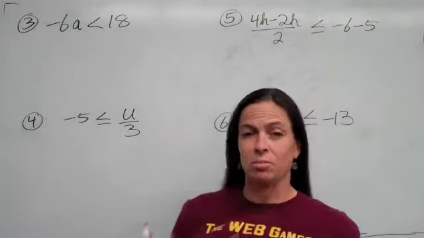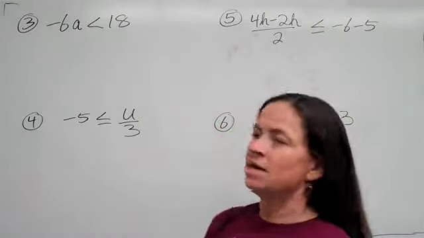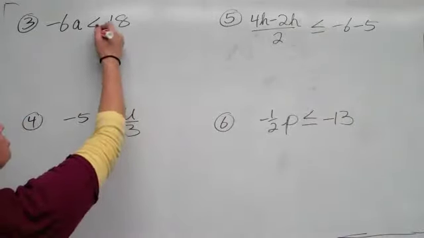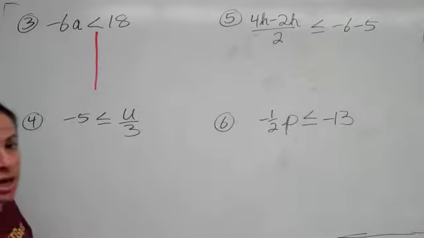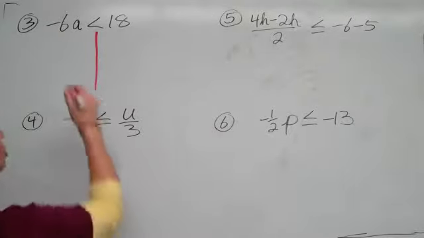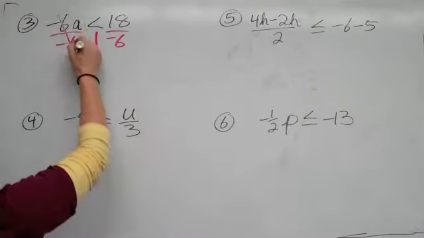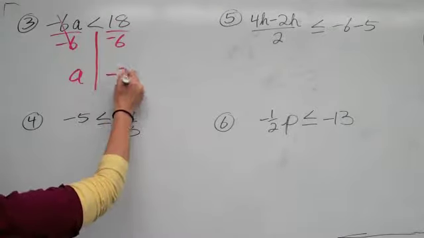So here we go with a couple more examples. Number 3 gets a little trickier. -6 times a is less than 18. I want to get the a by itself. So I'm going to build my fence. -6 is attached to a by multiplication, so the inverse is division. We show division as a fraction. That simplifies down. I get a. 18 divided by -6 is -3.